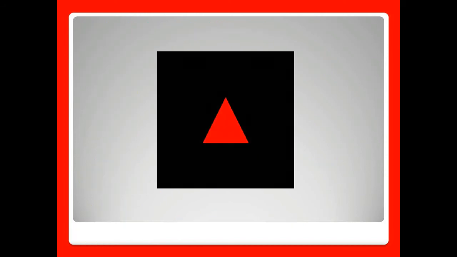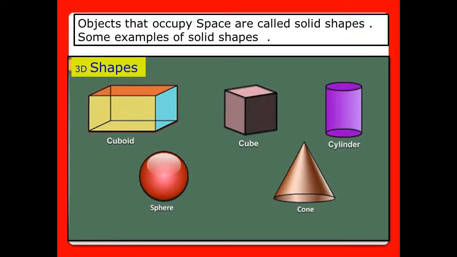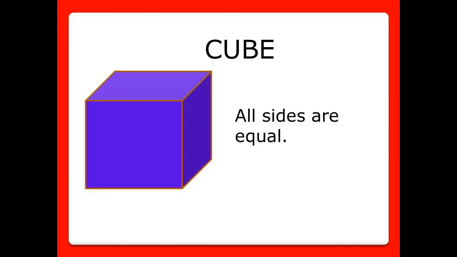It's time to learn some other shapes. Yes, the 3D shapes. What is meant by 3D shape? Objects that occupy space are called solid shapes. Some examples of the solid shapes are given below. First one is cuboid, second cube, cylinder, sphere and cone. The first 3D shape is cube. See this picture? In the cube, all the sides of the cube are equal in size.